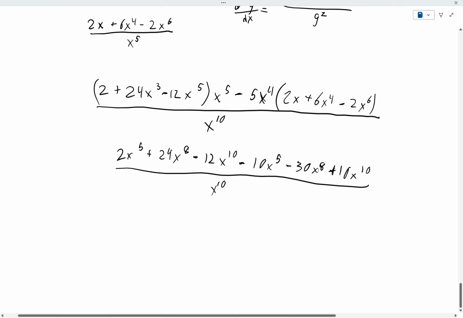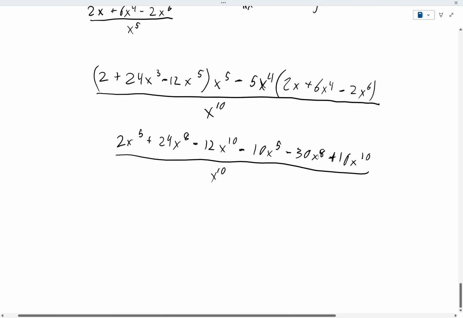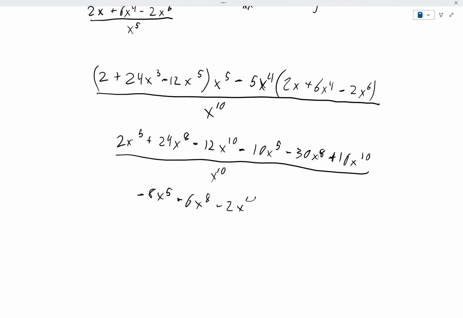We can combine a couple of things right here. Our x to the fifth terms, for example, we get negative 8x to the fifth. Our x to the eighth terms combine, and we get negative 6x to the eighth. And our x to the 10th terms combine, minus 2x to the 10th, all over x to the 10th.